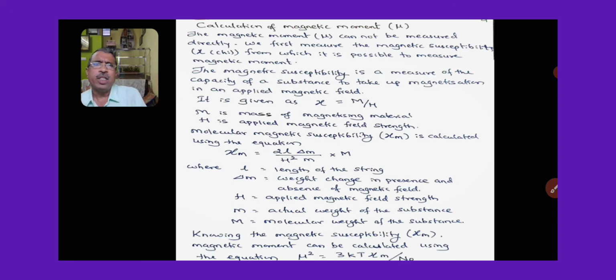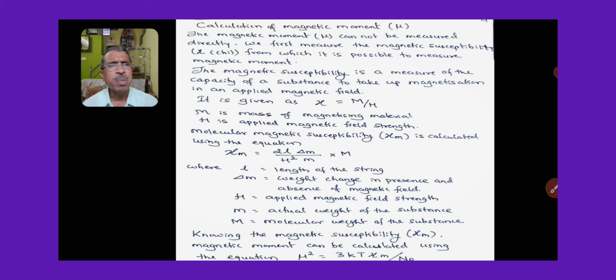Now, how to do the calculations here? The magnetic moment cannot be measured directly. We first measure the magnetic susceptibility, known as chi, from which it is possible to calculate the magnetic moment. The magnetic susceptibility is a measure of the capacity of a substance to take up magnetization in an applied magnetic field. It is given as chi is equal to M upon H, where M is the mass of magnetizing material and H is the applied magnetic field strength.